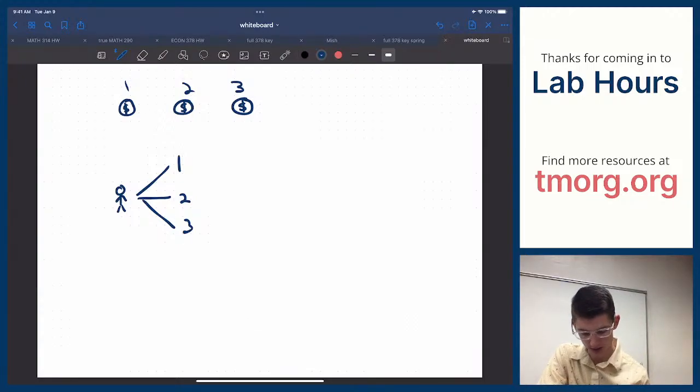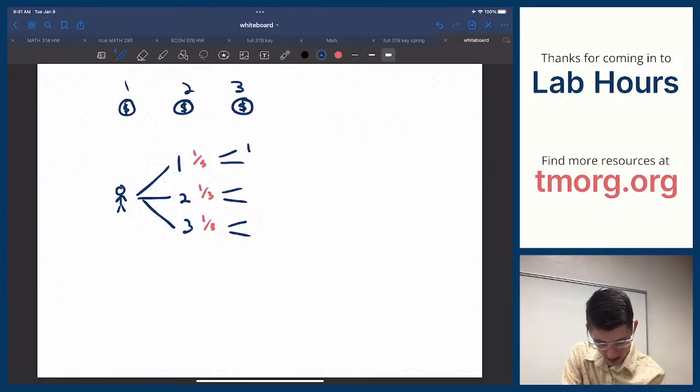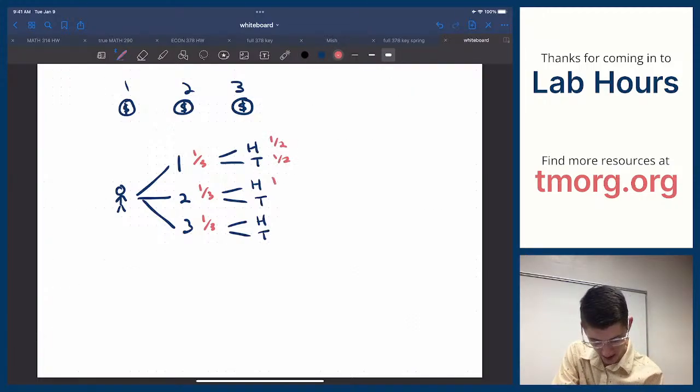It's a third, right? And I'll label the probabilities with a different color. 1/3, 1/3, 1/3. And then each of those coins has 2 outcomes, right? What are the 2 outcomes? Heads or tails, right? Let's say, and those are also random, so they're like 1/2, 1/2, 1/2, 1/2, 1/2, 1/2.